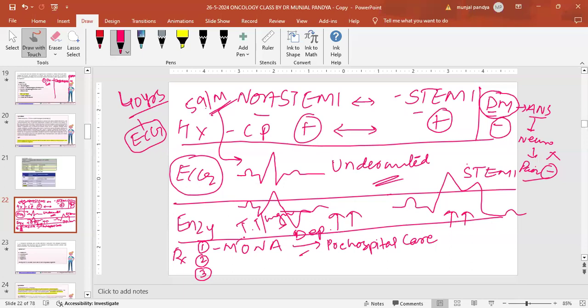M stands for morphine. Morphine reduces the pain. A normal NSAID will not reduce the pain because this is a severe pain, right? Cardiac muscles are dying because of lack of blood supply. If you know the pain score 1 to 10, this pain score is 8, 9, 10. It's a severe kind of pain. So you need some opioid analgesic, so morphine. Oxygen is given to all patients, even though oxygen saturation is normal. This is a question in exams, but still you can supplement, right?